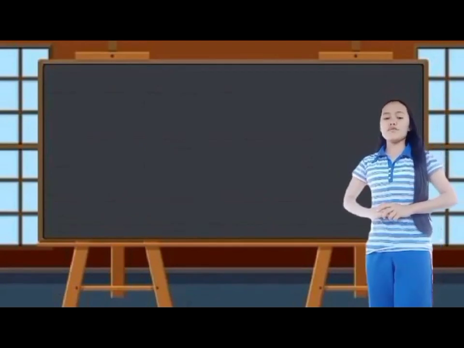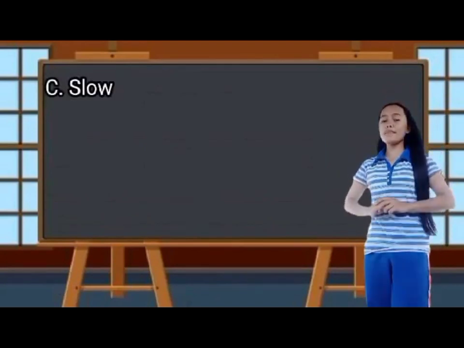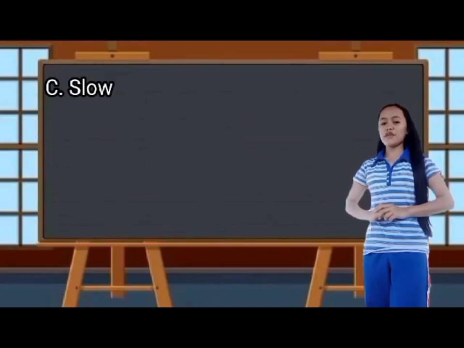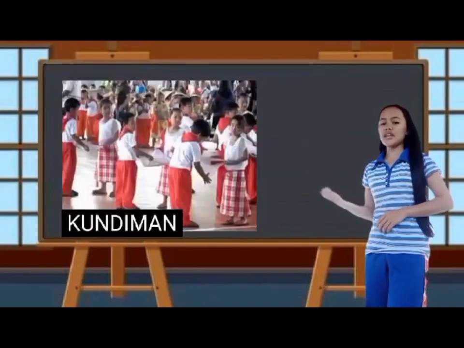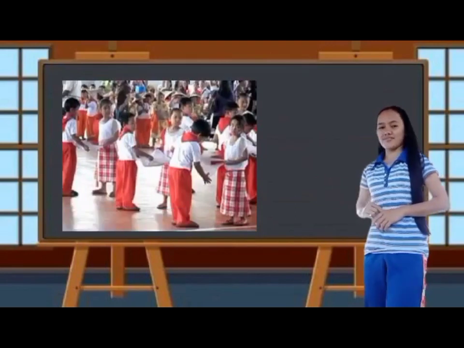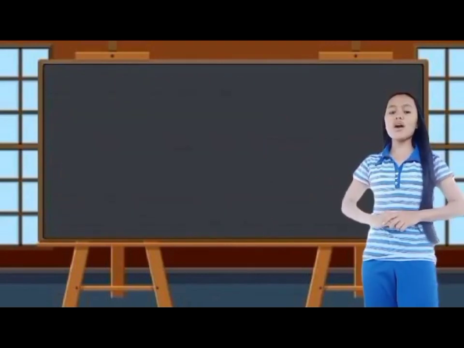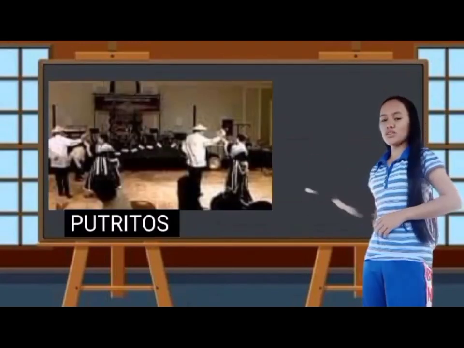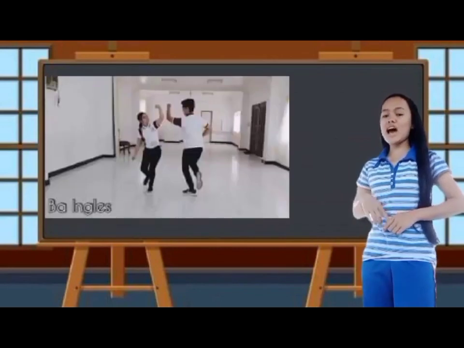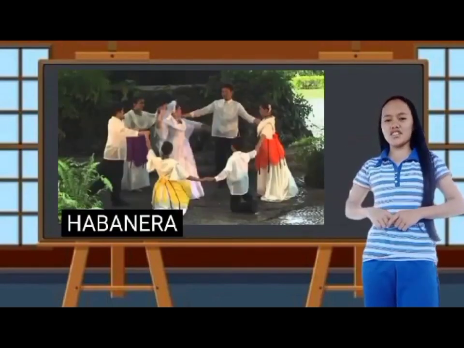The third, we have here the slow, o mabagal sa paggalaw. Like for example, pasakat, amorosa, taliday, kundiman, and etc. The last one is slow and fast, mabagal o mabilis na paggalaw. And its examples are putritos, baengles, habanera, and etc.